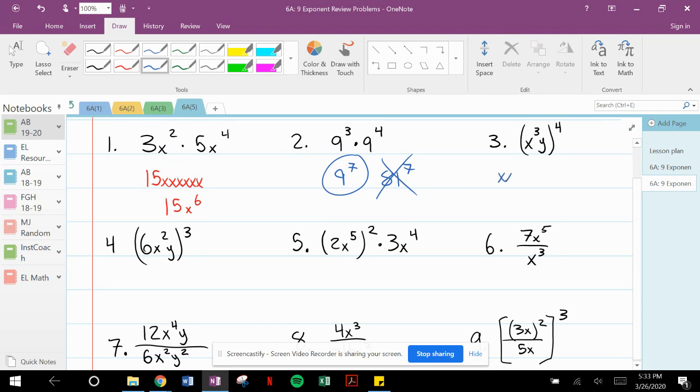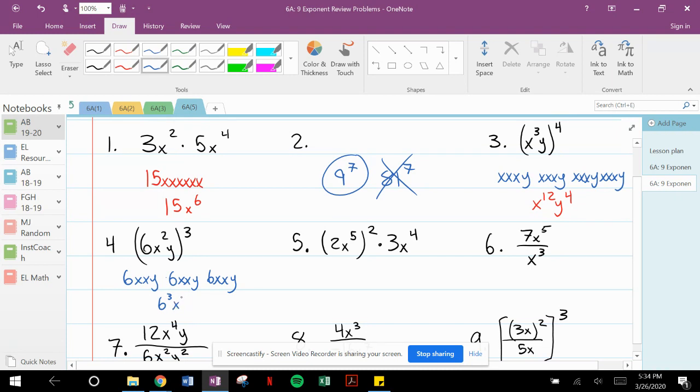In number 3, that's x, x, x, y repeated 4 times. So I'm going to go x, x, x, y, x, x, x, y, x, x, x, y. So we have a total of x to the 12th, y to the 4th power there. In number 4, this is 6xxy repeated 3 times. So 6xxy, 6xxy. That looks like 6 to the 3rd, which is 216. You can write it as 6 to the 3rd as well. X to the 6th, y to the 3rd.